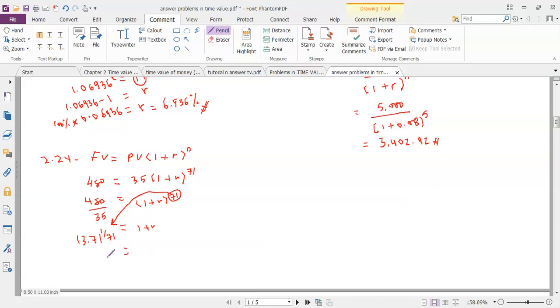Okay, and then can you please help me? What is the answer for 13.71, the power of 71? 13.71, the power of 1 over 71.